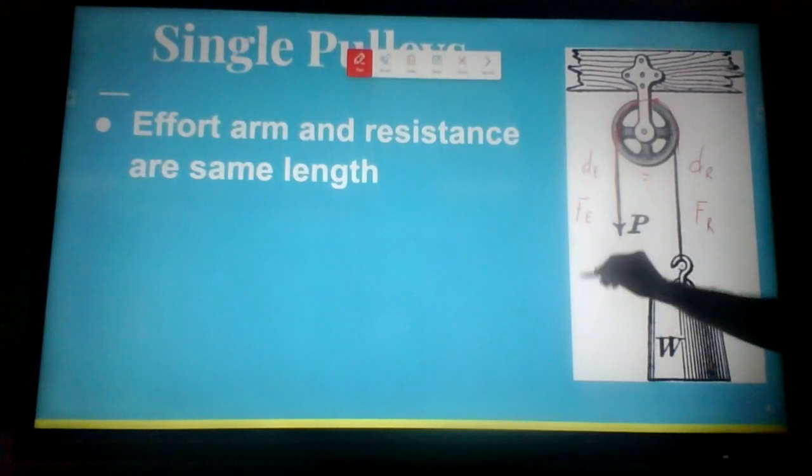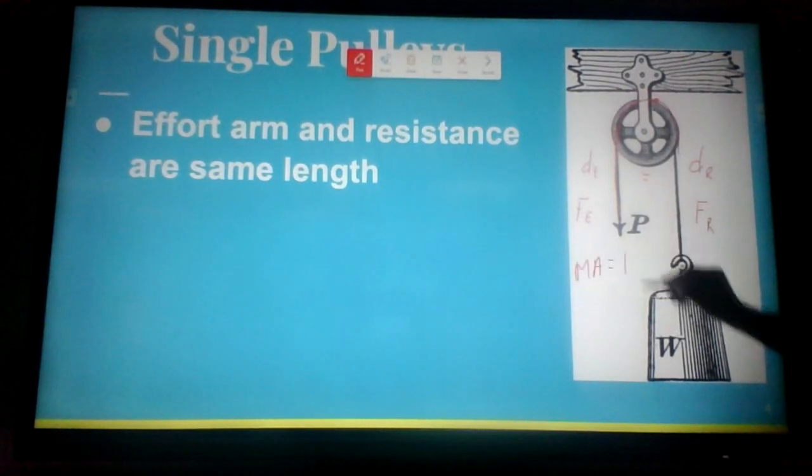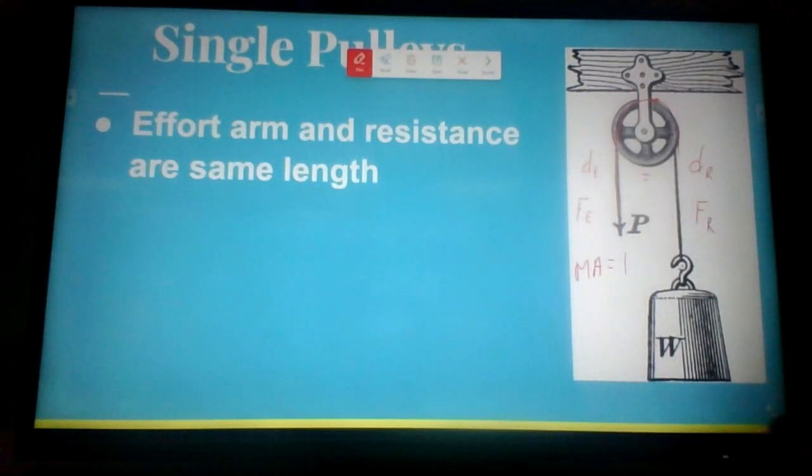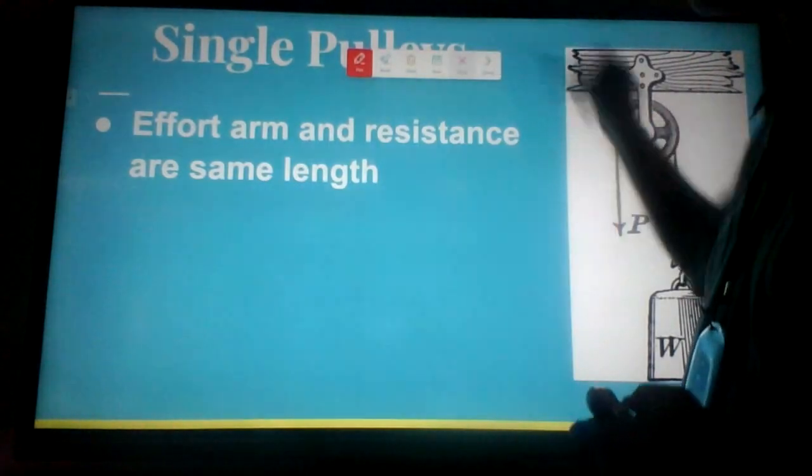So what we will have is a mechanical advantage that's equal to 1, because remember, mechanical advantage is resistance over effort, and if they're equal, we're going to get an answer of 1. So mechanical advantage is only 1. How does this help us lift more easily? Said a few moments ago, we get to pull down and work with gravity rather than trying to lift straight up and going against gravity.